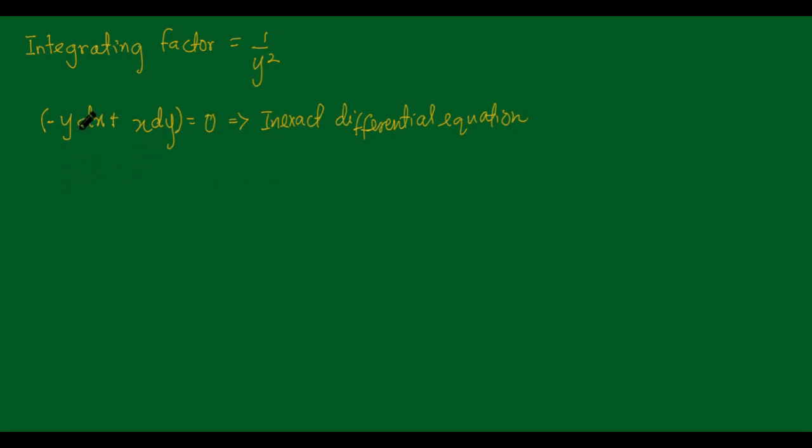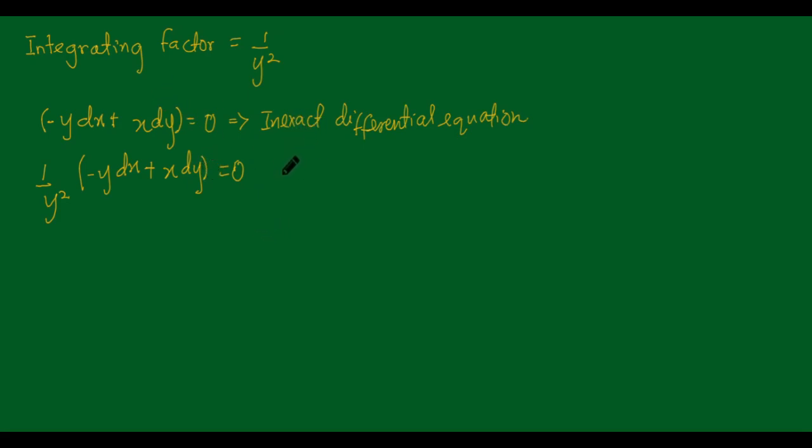So we can now multiply 1 over y squared by our inexact differential equation, which is minus y dx plus x dy equal to 0, because when we multiply 0 by 1 over y squared, we are still going to have 0 as a result. So we don't bother rewriting that.